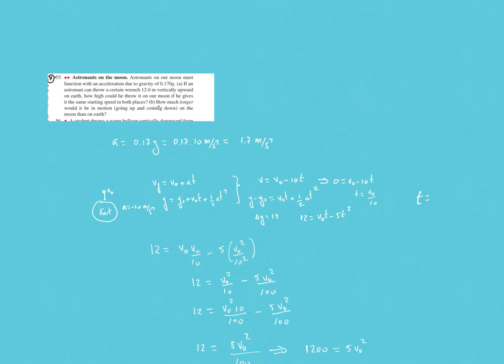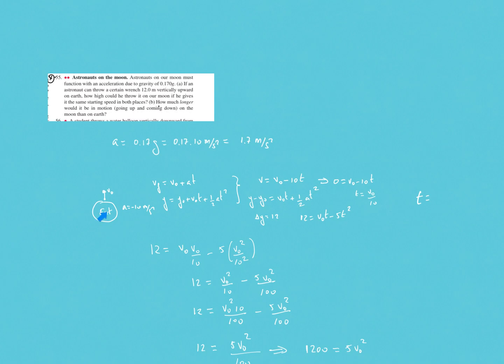What will happen? What are the differences? The differences are that the equation will behave differently because the acceleration will be different. Instead of minus 10, the acceleration will be 1.7 meters per second squared, because the acceleration is 0.17 g, and g is 10, so it will be 1.7. Of course, the acceleration is negative. It's negative according to how we took the system of reference.